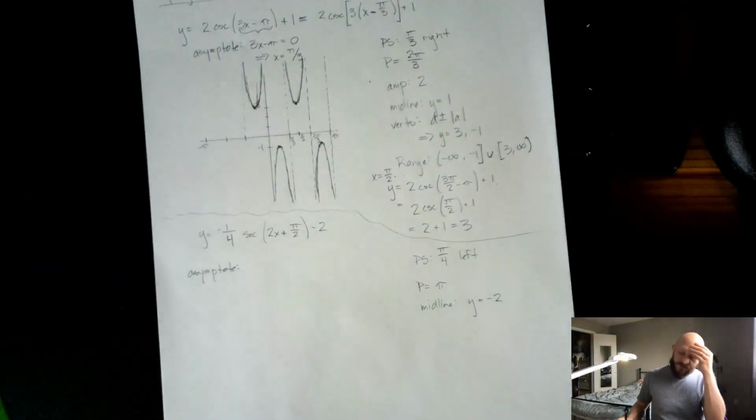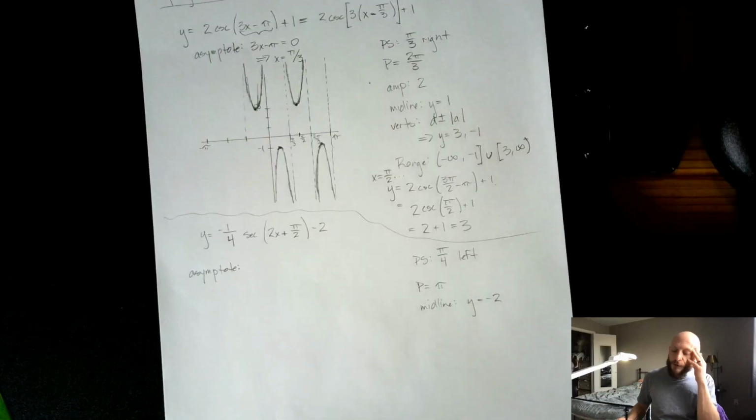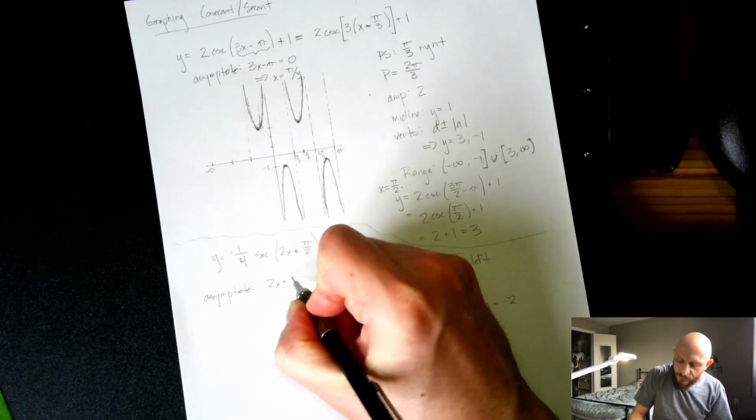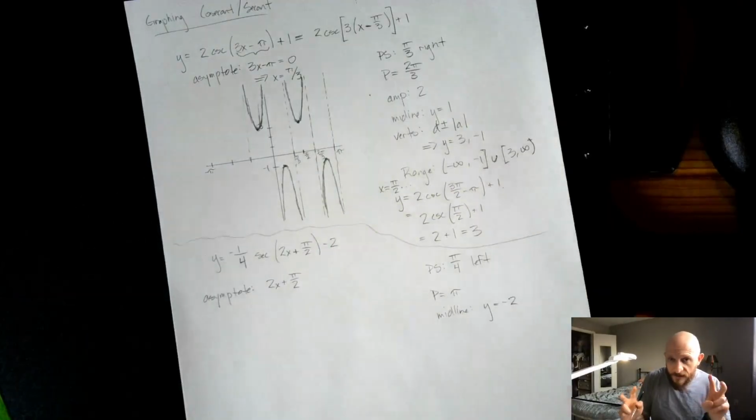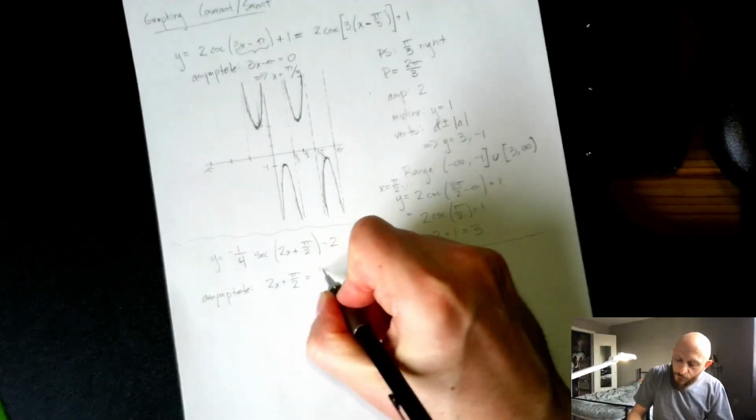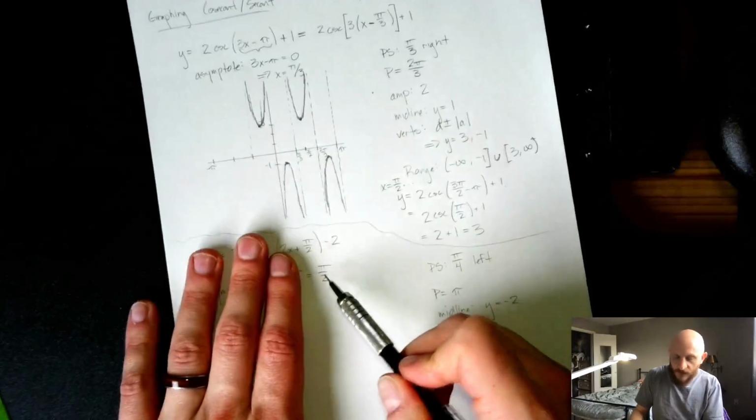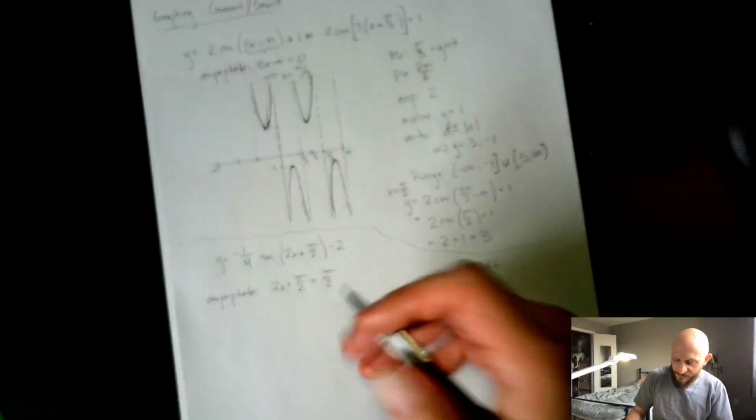Well, secant is the reciprocal of cosine. So we're looking for where cosine of theta equals 0. Cosine of theta equals 0 at pi over 2. So I'm solving where 2x plus pi over 2, or theta, equals pi over 2, because cosine of pi over 2 is 0. That's all I'm solving for.